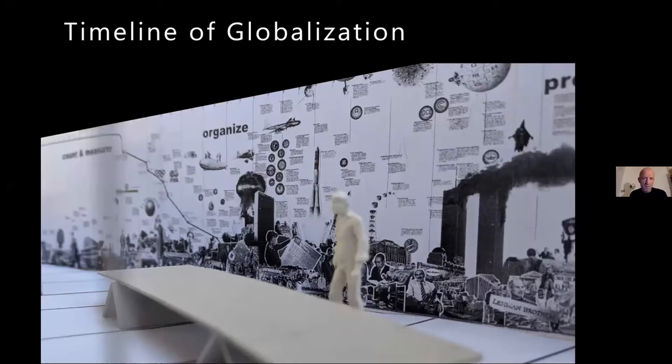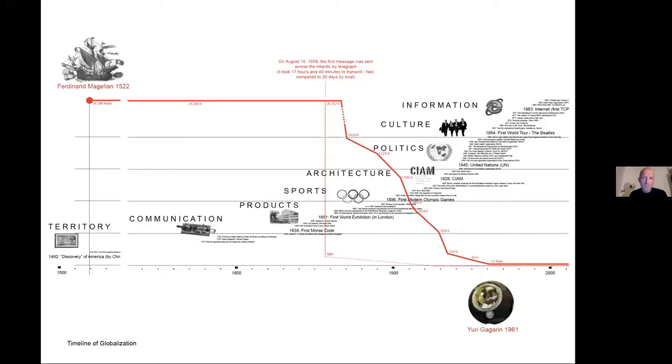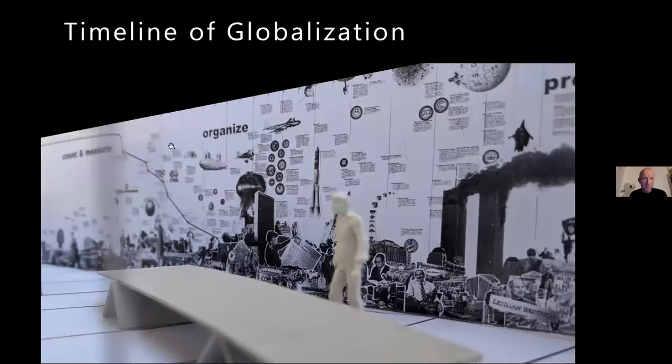It's a 24 meter long collage, which is here. I mean, here you see the last. This is the more detailed version of the timeline of globalization. I think here is somewhere 1900. Here we have Hiroshima, so this is 1945. United Nations founding is also 1945. Then we have going to the moon in 1969. This is 9/11. So this is the last phase of globalization, so the last 100 years.